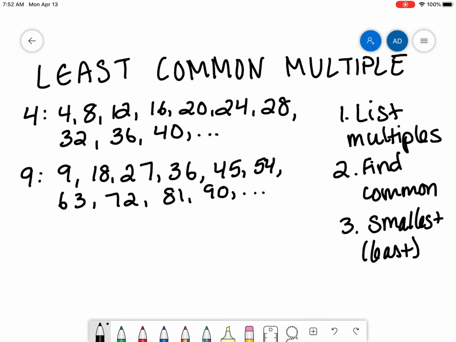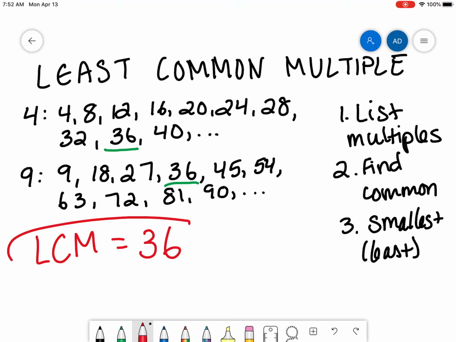They're common multiples. Well, 4 isn't there, 8 isn't in my 9s, nor is 12, 16. Okay, you could just keep going on and on. I know that they both have 36 in common, and I don't see any other numbers that are listed in common right now. That means that 36 is the least common multiple, or the LCM, is 36.